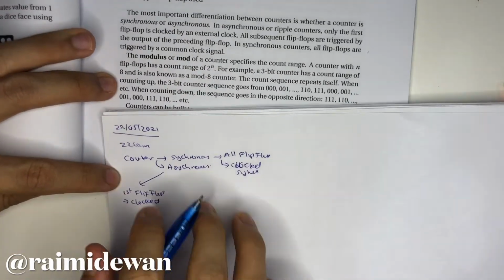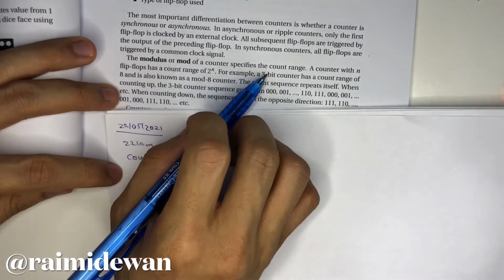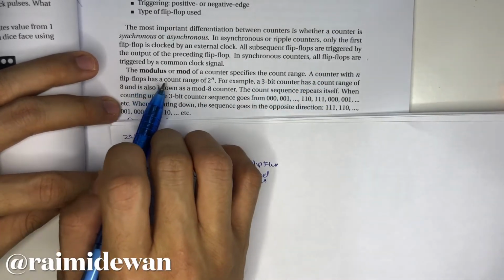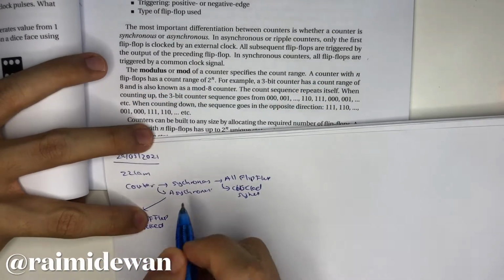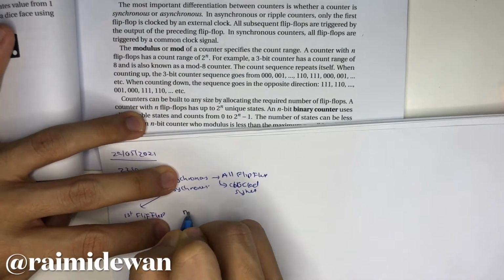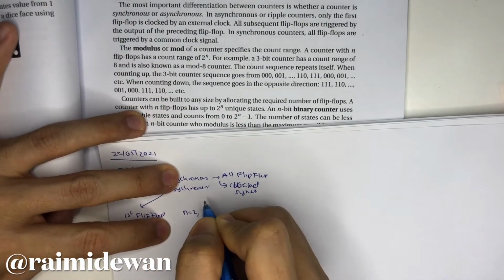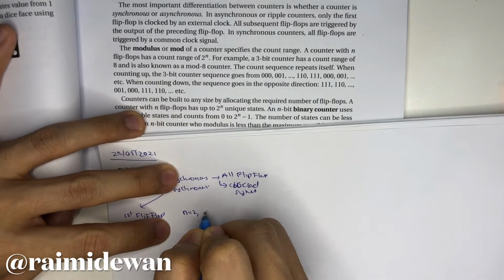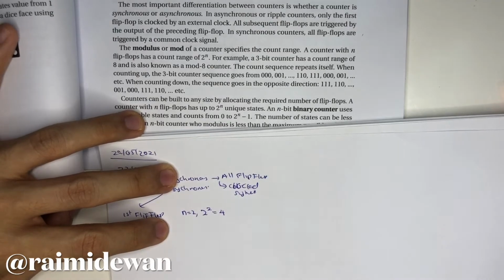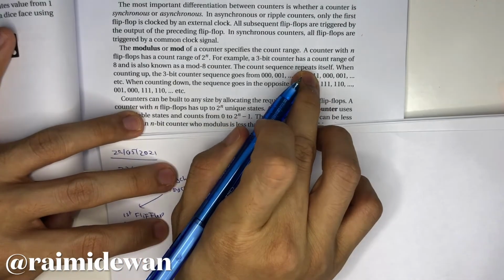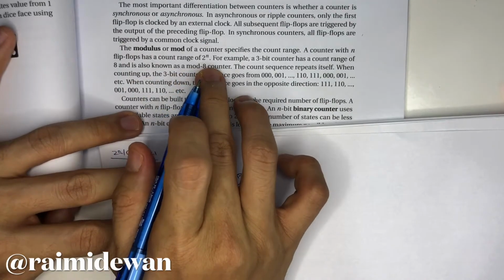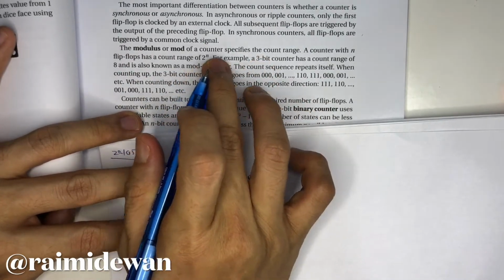The modulus or mode of a counter specifies the count range. For example, a counter with n flip-flops has a count range of 2 to the power of n. Let's say n equals 2 flip-flops. It will have a count range of 2 to the power of 2, which is 4. For example, a 3-bit counter has a count range of 8 and is known as a mod 8 counter, because 2 to the power of 3 is 8, so it will count 8.